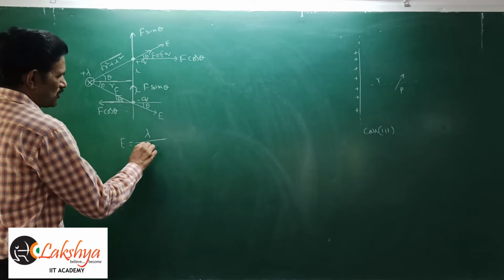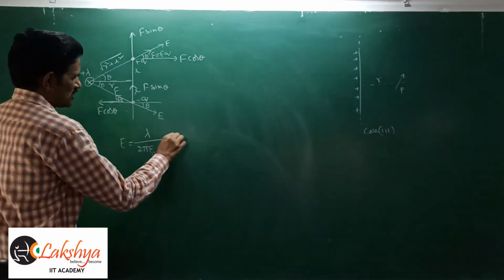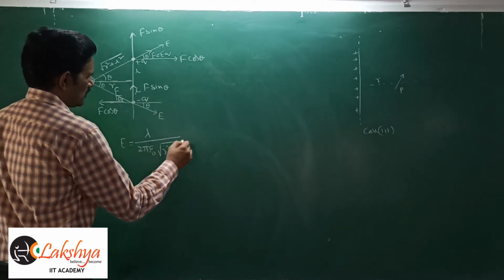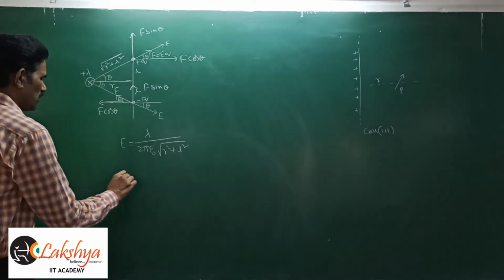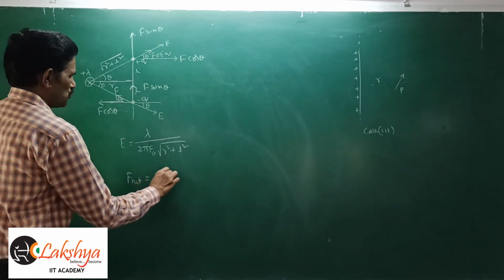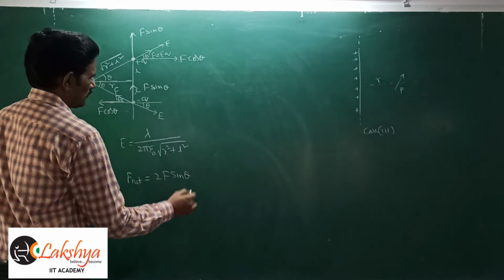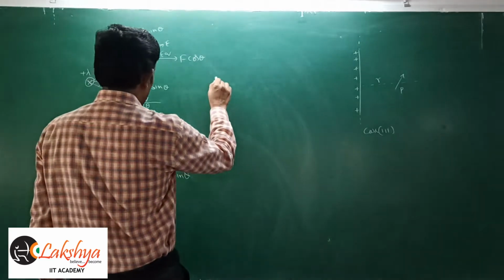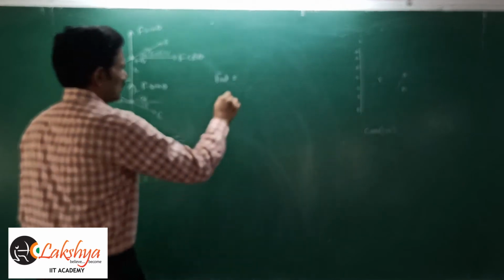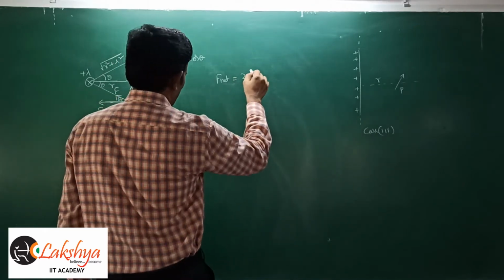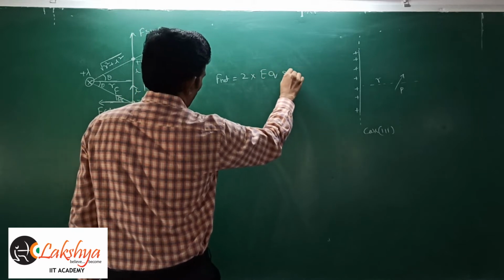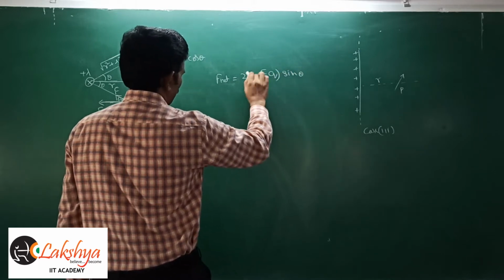So lambda by 2 pi epsilon naught into the distance of that point, which is under root of r square plus l square, we need to write. And therefore this net force acting on the dipole we can mention as 2F sin theta. Let us substitute those values here. So it is nothing but 2 into F, which is eq, into sin theta we need to write.